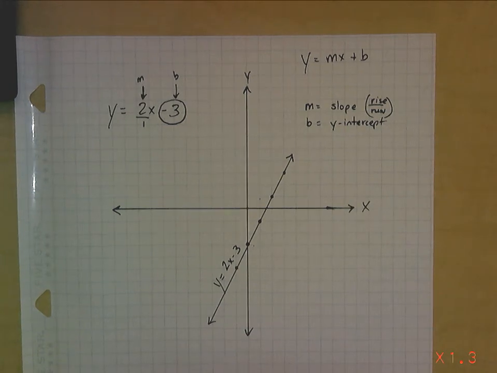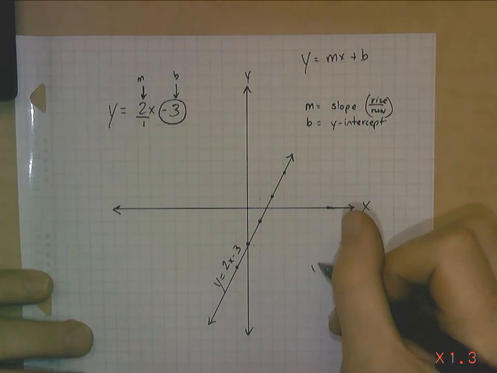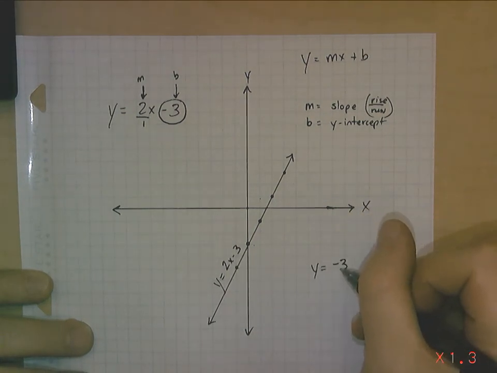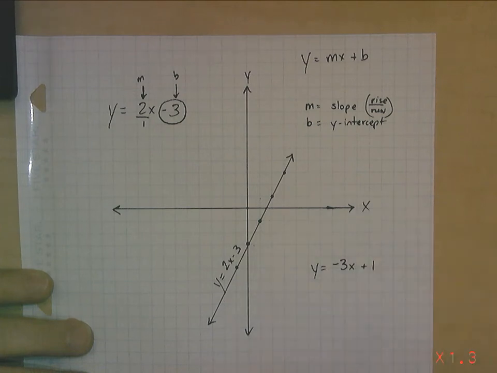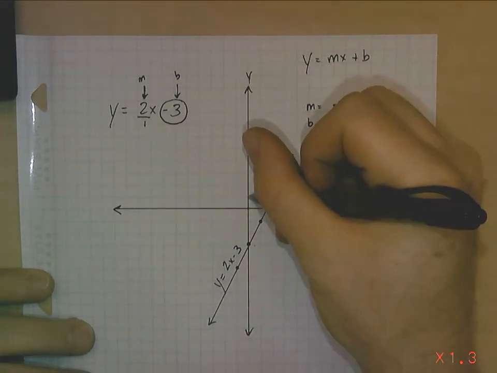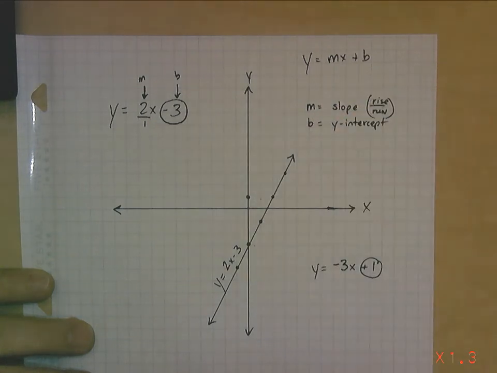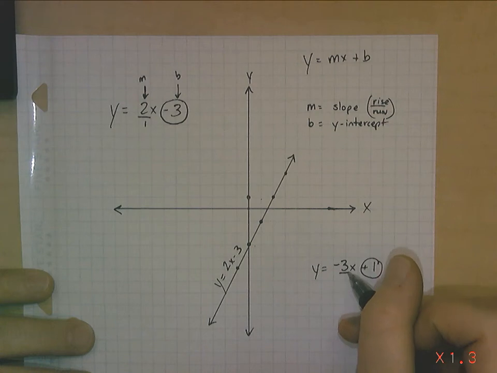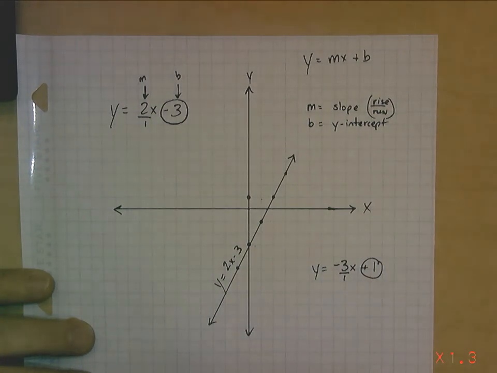All right, let's do one more. So let's say y equals negative 3x plus 1. Okay? So if we do that one, your y-intercept is your starting point. So where's positive 1 on the y-axis? Right here. That's positive 1. That's your starting point. Then your slope is negative 3. Remember, set it over 1 since it's not a fraction. So negative 3 over 1.